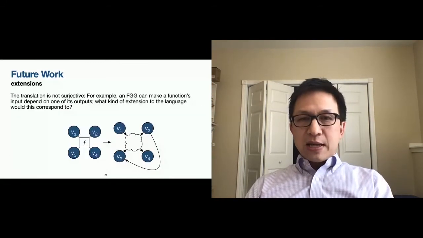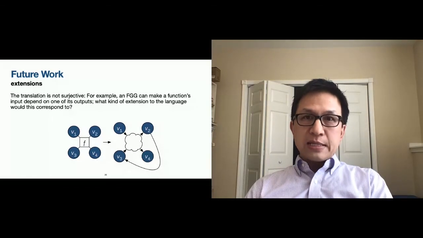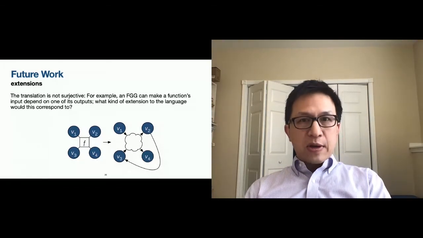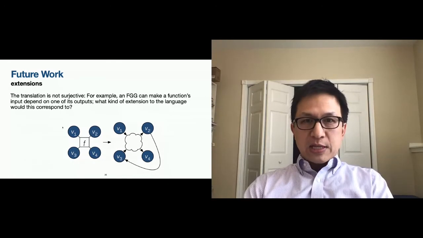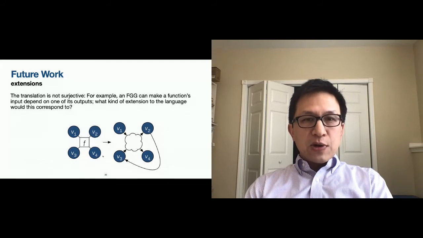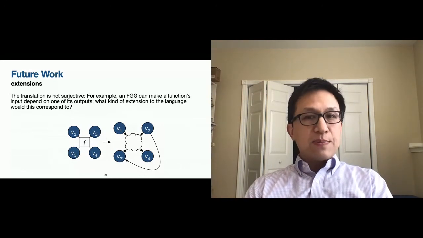I'm also interested, I just leave you with this kind of curiosity. So this translation is not surjective. Every program in this little language can become an FGG, but there's plenty of FGGs that are not the translation of any program. And this is an example of the kind of thing that the translation would never produce. It's a function that has two inputs, V1 and V3, and it has two outputs, V2 and V4. And by itself, a function with two return values is not that weird, but the FGG would be perfectly happy to make V3 depend on V2.